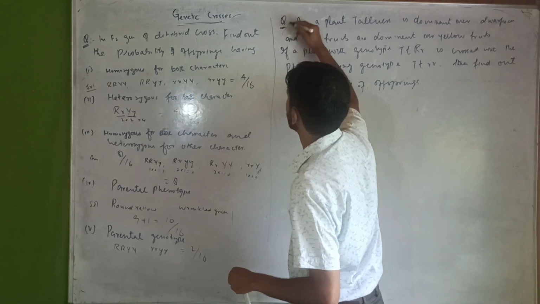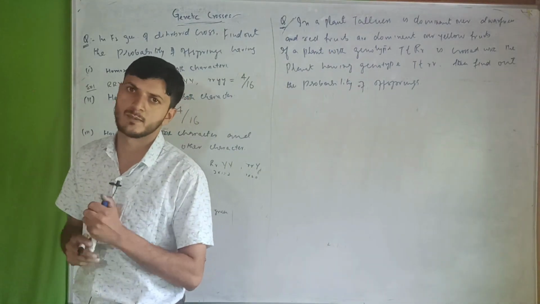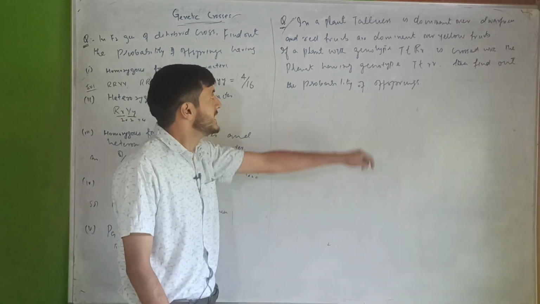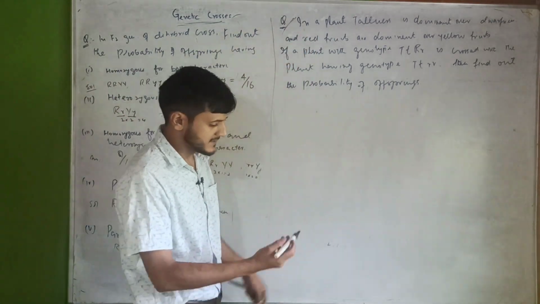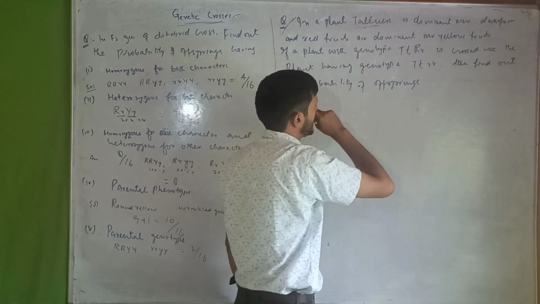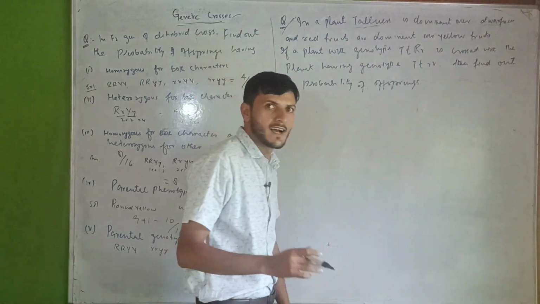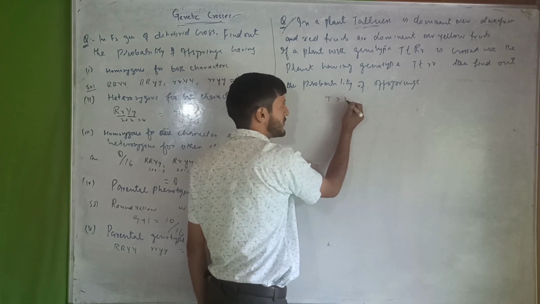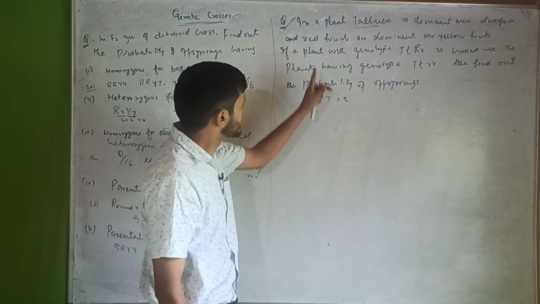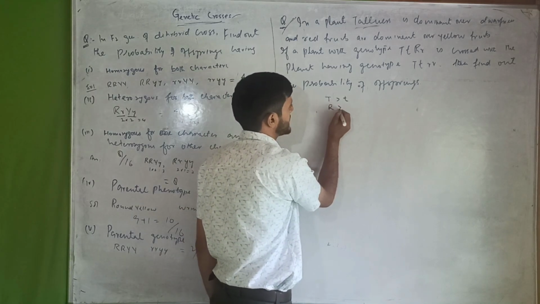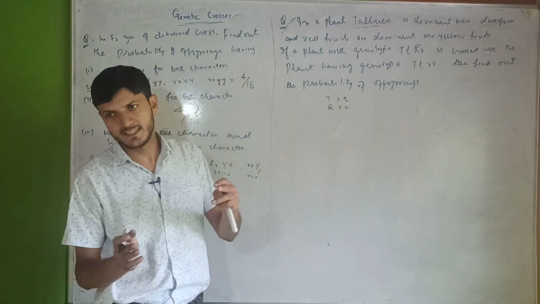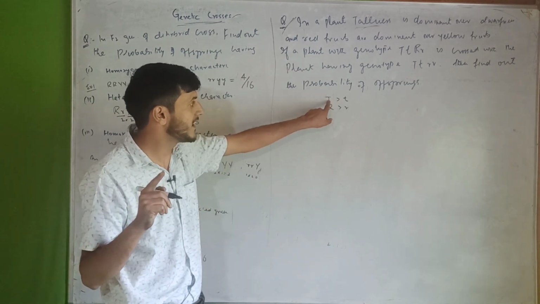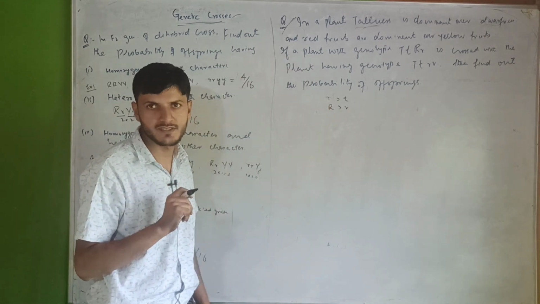Very important question to be asked in various competitive exams. How can we solve this question? The question is saying that tallness is dominant over dwarfness. As you already know, tallness is dominant over dwarfness, and red fruits are dominant over yellow fruits. This means it is talking of a dihybrid cross, which involves two characters: height and color of the fruits.